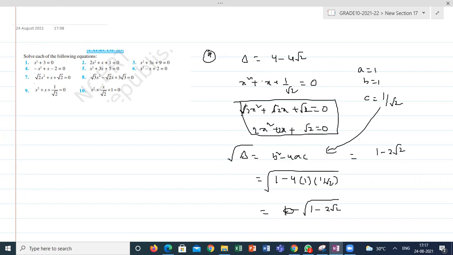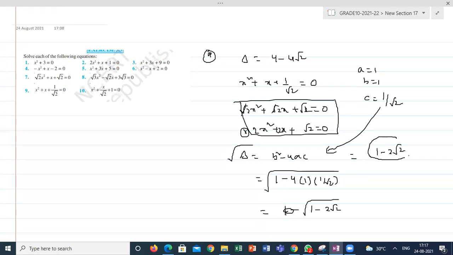Yeah, both are same. Doesn't matter. I'm just remodifying the equation. That's the reason it will be different here. So 1 minus 2 root 2, it's clearly showing a negative number. How to handle this situation? How to calculate the roots?